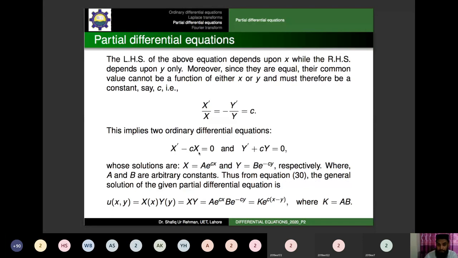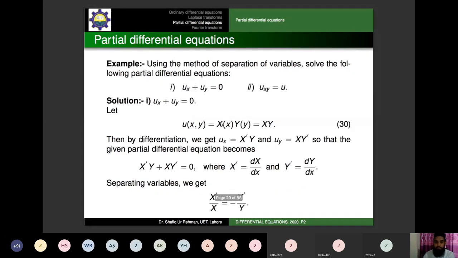So we know the solution. We have enough idea about the solution of these kinds of equations. The solution of this equation would be capital A times e raised to power cx. Capital X is going to be a function of small x. And from the second equation, capital Y, being a function of small y, would be equal to that, where A and B are arbitrary constants. C is that constant value.